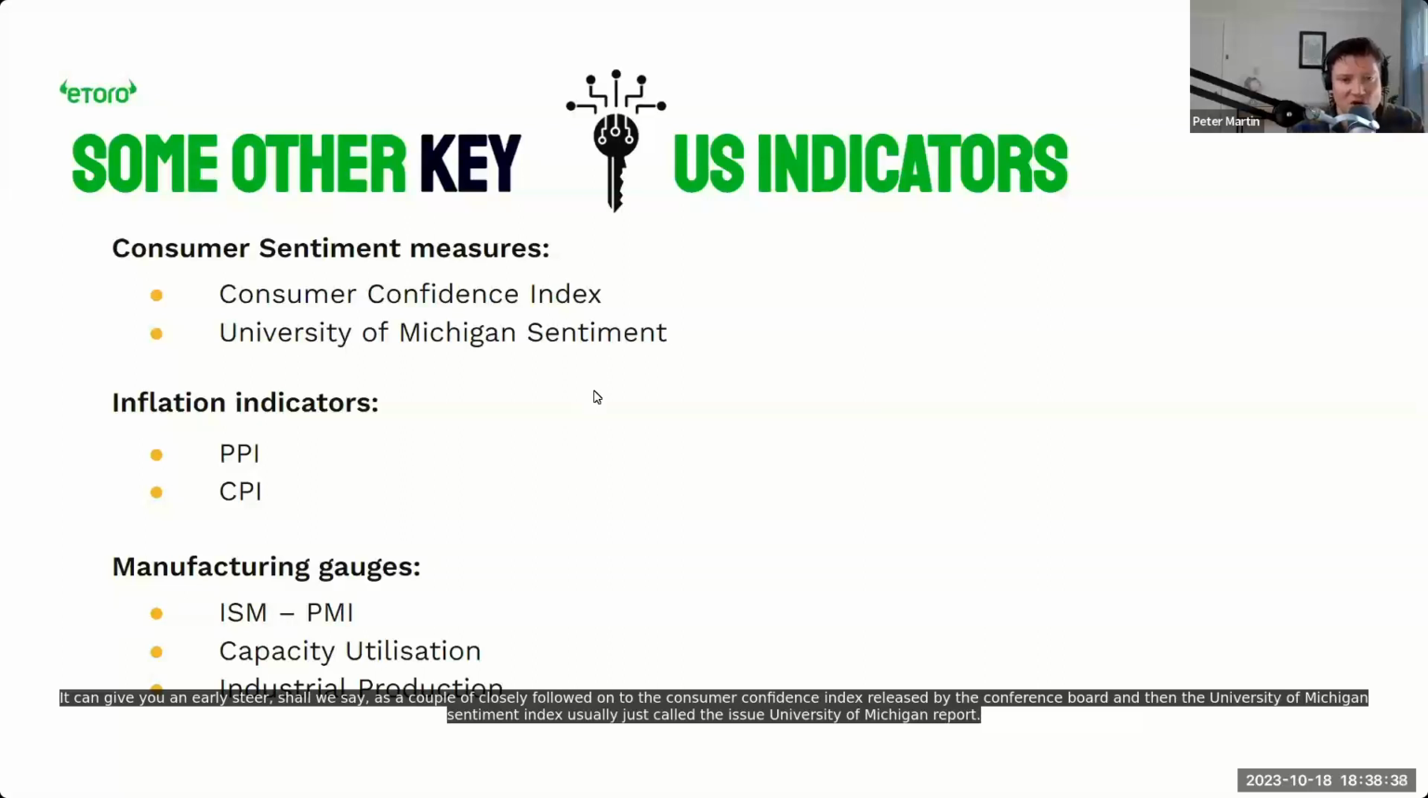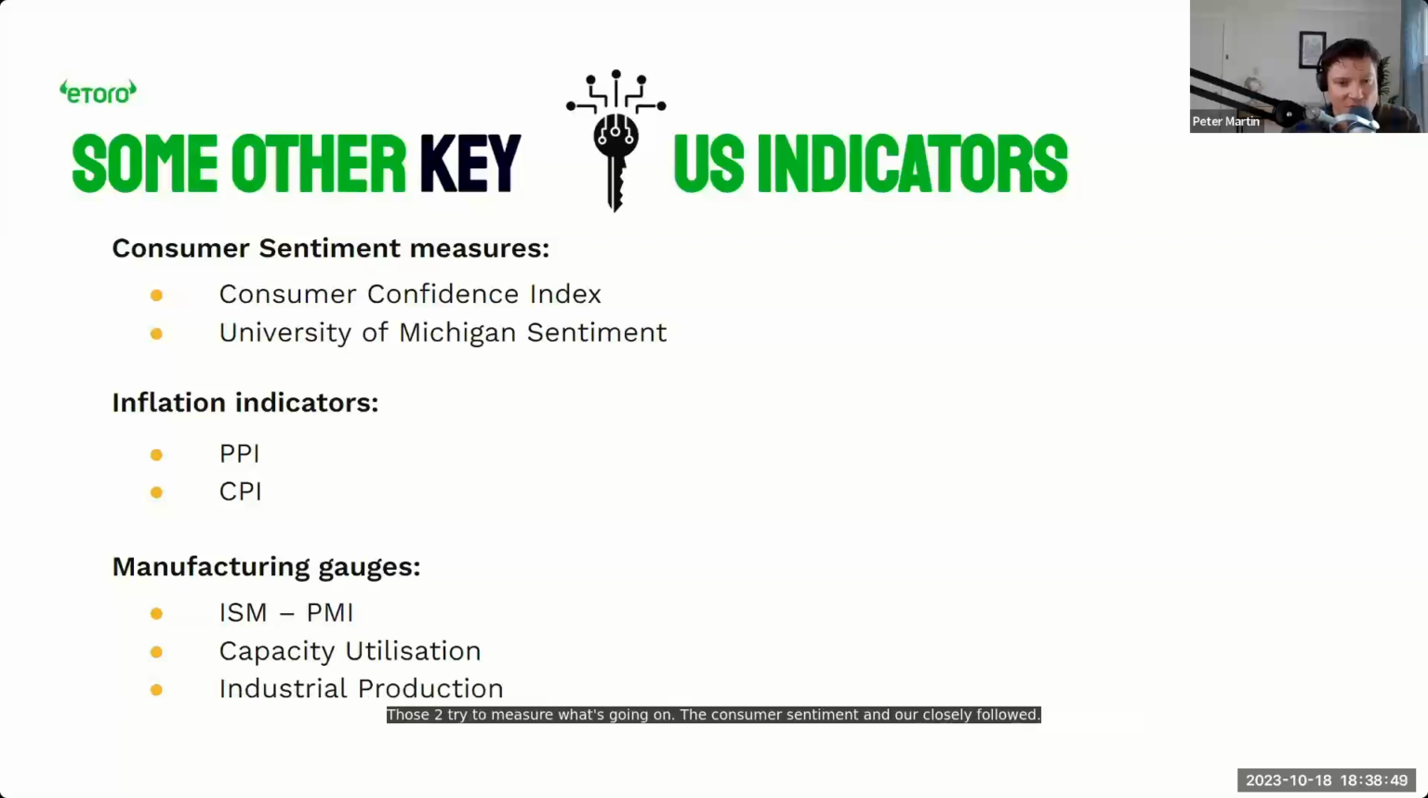The Consumer Confidence Index released by the Conference Board, and then the University of Michigan Sentiment Index, usually just called the University of Michigan report. Those two try to measure what's going on with consumer sentiment and are closely followed.